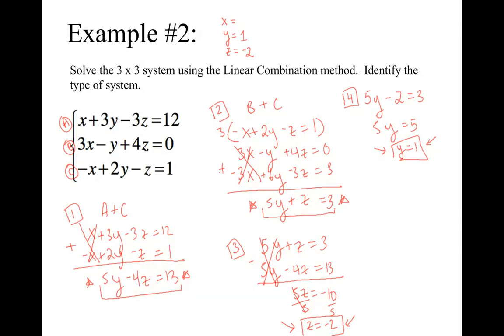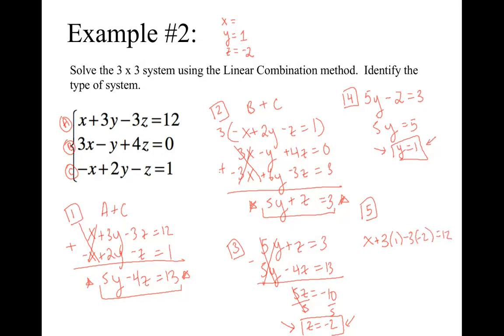Now I've got a y and a z. I'm going to go back to one of my original ones and plug those in. I'm going to choose to do it in A, just because it looks like one that I might want to use, right? Because x is already by itself, but it doesn't matter. X plus 3 times 1 minus 3 times negative 2 equals 12.